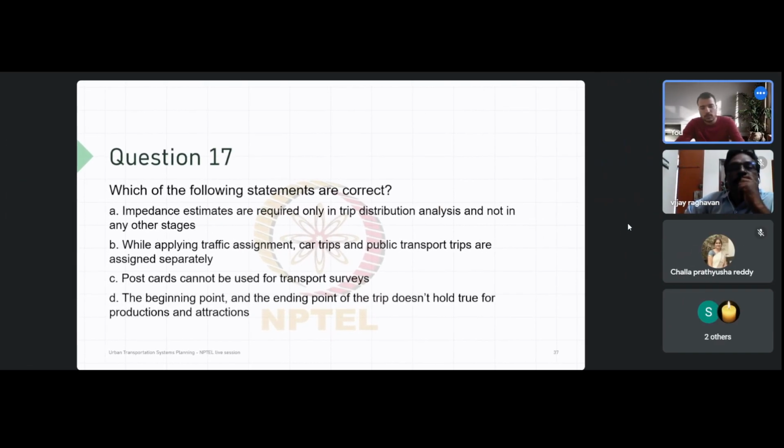We'll discuss the answer now. I think no one responded it correctly. No issues. We'll see the answer. So impedance estimates are required only in trip distribution analysis and not in other stages. So this is not correct. We need impedance estimates in mode choice also, because the impedance of a certain zone will decide the choice of mode also in some cases. Mode choice also is influenced by the impedance estimates. So A is incorrect because it is not true.